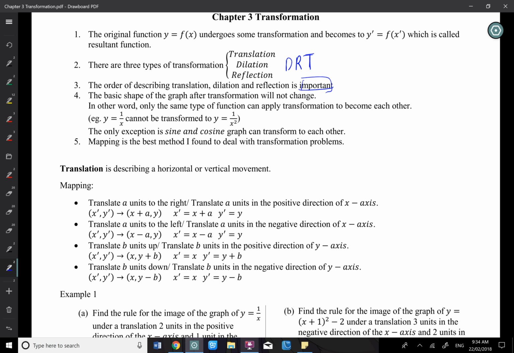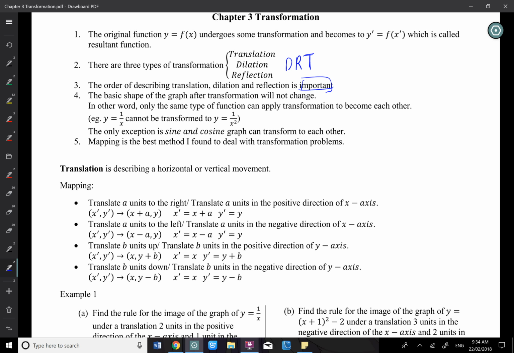But when you describe, for example, you have f(x), you have f(x) dash, and they ask you what's happening in between those 2 graphs, you better describe it in the DRT order. But the language they give you in the question is not in the DRT order. So you need to be careful with that. The order is very important.